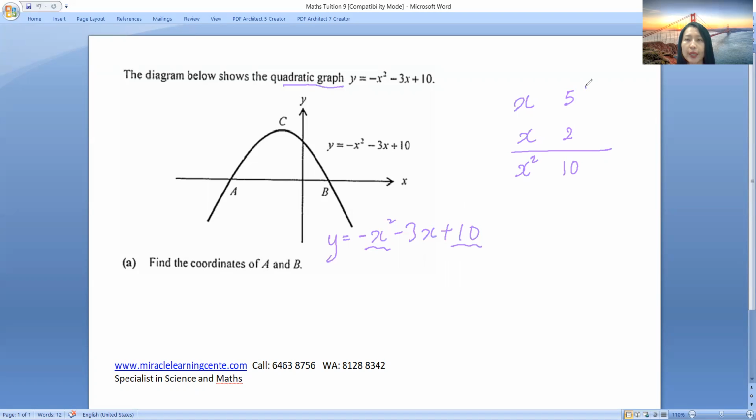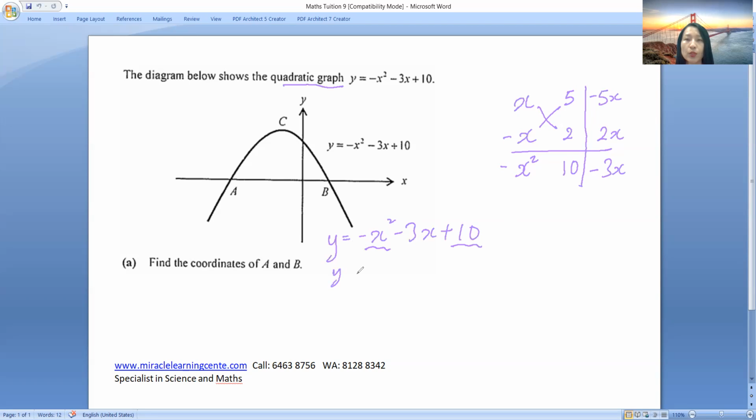So now we need to get negative 3. In order to get negative 3, we need to put a minus over here. So we can get negative 5x. And here we'll have 2x. So you will have negative x squared plus 10, which is correct. So now we need to get negative 3x over here. Okay, so we have factorized this equation.